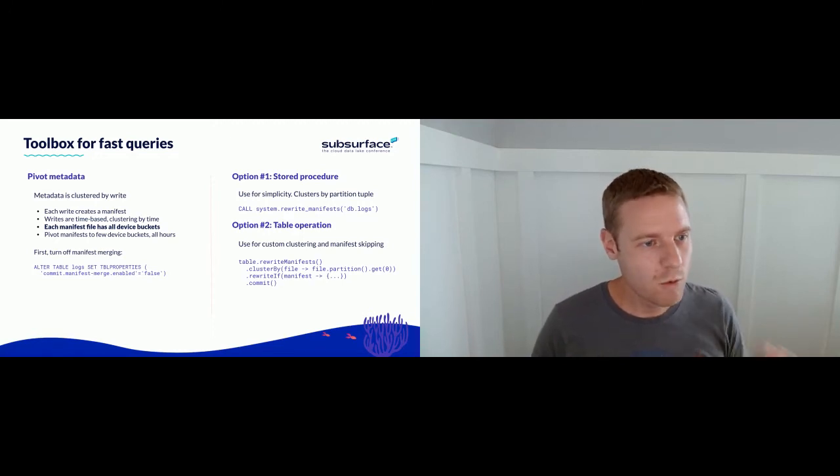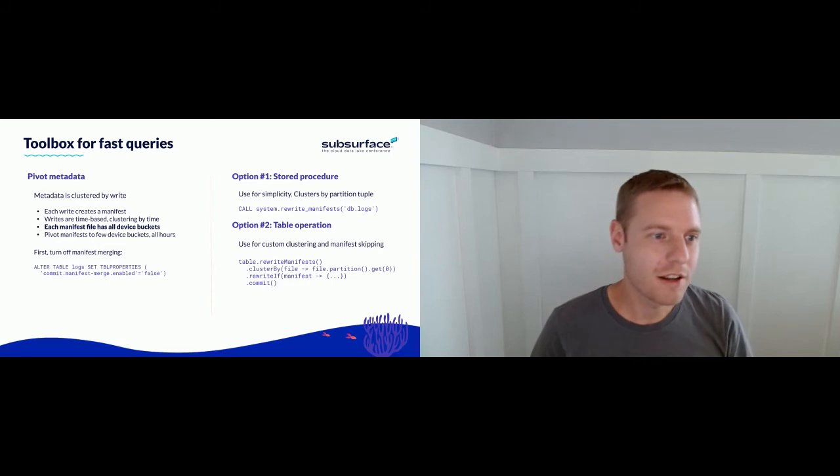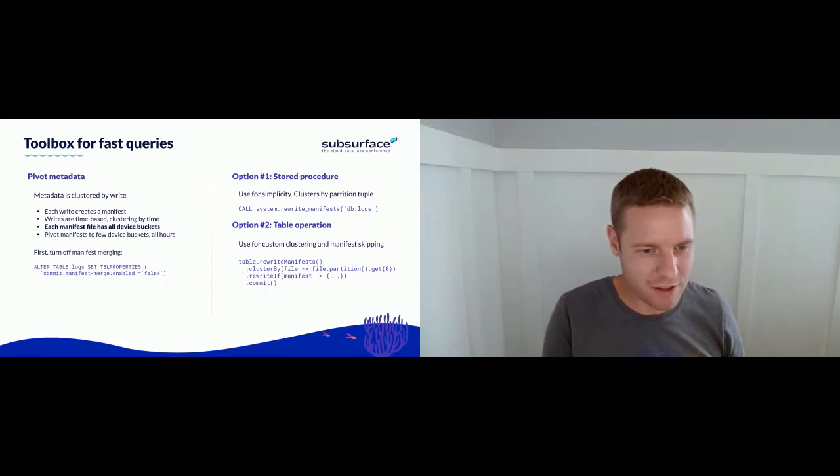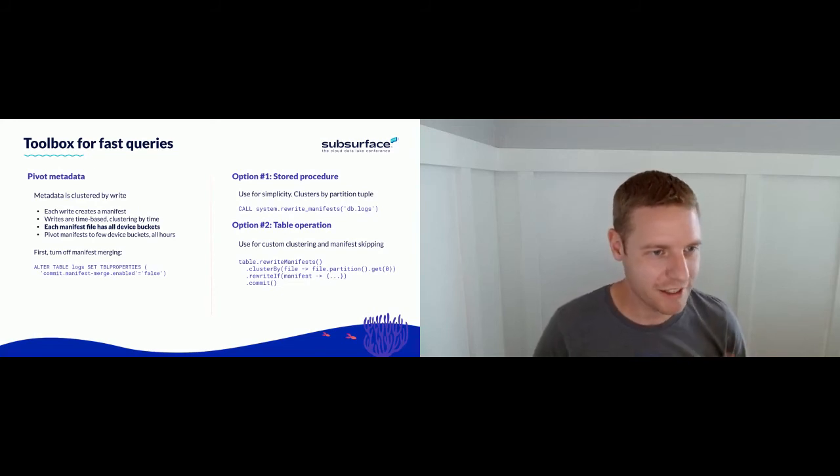So one more thing I should point out here is that in order to do this, we're going to turn off automatic manifest merging. And that's just because we don't want manifest merging and rewriting manifests to conflict with one another. Merging manifests is probably going to undo some of the rewrites that we're doing. So just to keep things simple, you can turn off manifest merging by setting a table property.